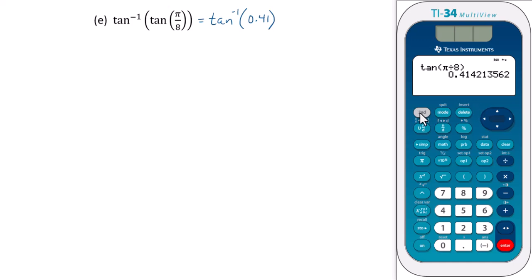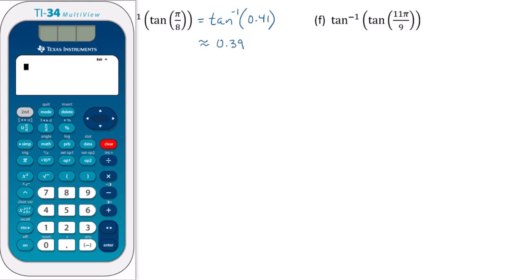Now we're taking the inverse tangent of 0.41. So second, trig, we're taking the inverse tangent of the answer we just found, and we'll get about 0.39 radians.